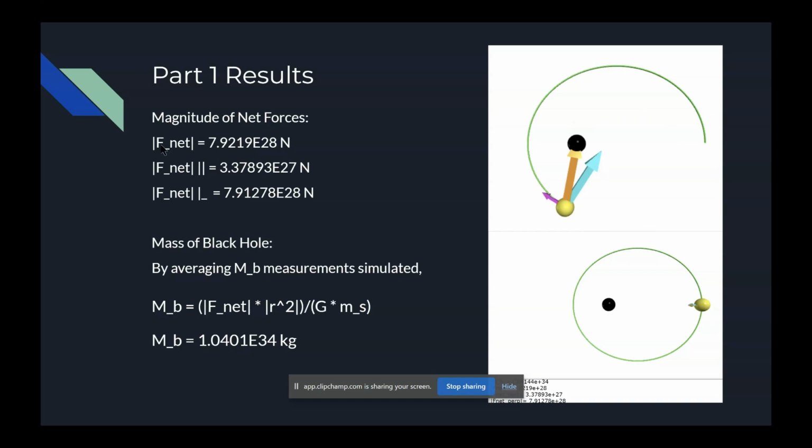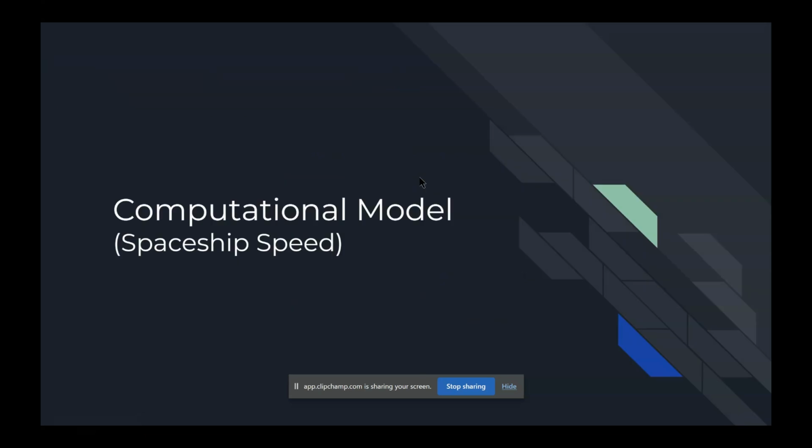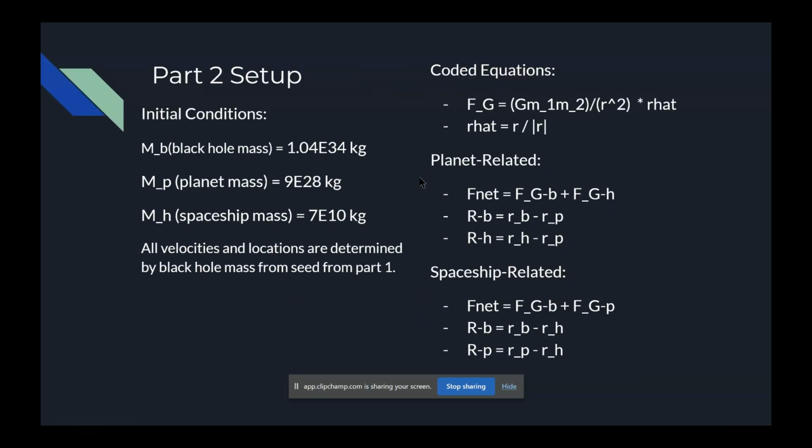But you can see here the net force, in general: the magnitude, the parallel, and the perpendicular. You can see the perpendicular is much greater, and that's why this is able to change the orientation so strongly. The mass of the black hole is also different because of rounding error in the program, so we need to find the average of these measurements. Again, elliptical, the gravitational force is greater when you're near the black hole. Parallel, speed change, perpendicular, direction change. There's some rounding errors.